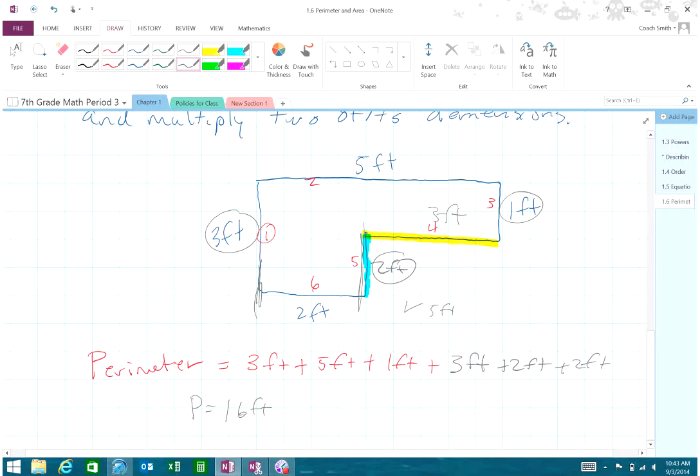Okay? Now, to figure the area, here's what you need to do. All right. We'll finish it up tomorrow. You don't have homework. Okay? We'll finish it up tomorrow and work on it in class.